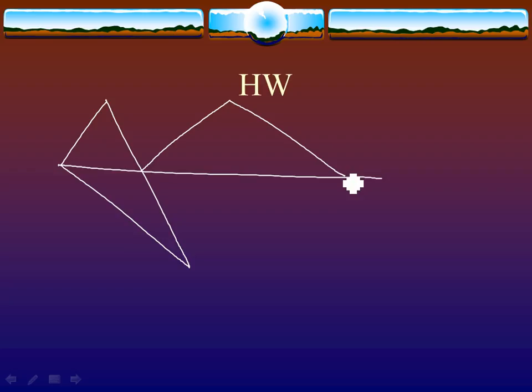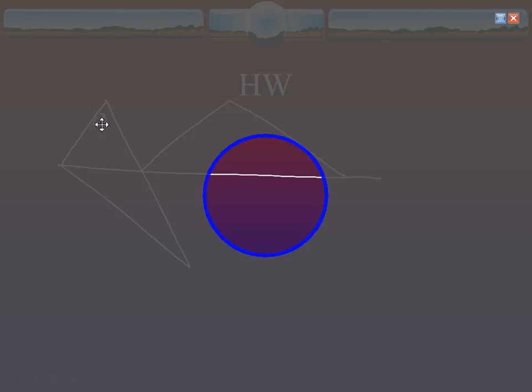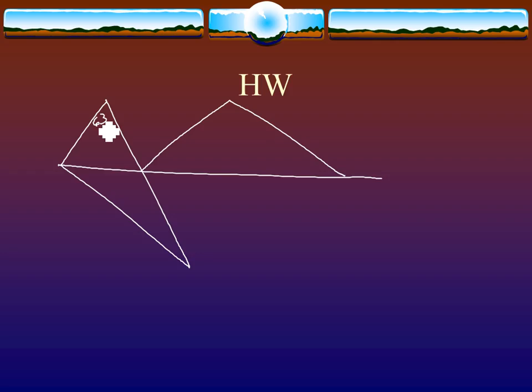Does that look pretty close? Did I miss anything? That's good enough. Angle 2 is here. Tell me if I label something wrong.